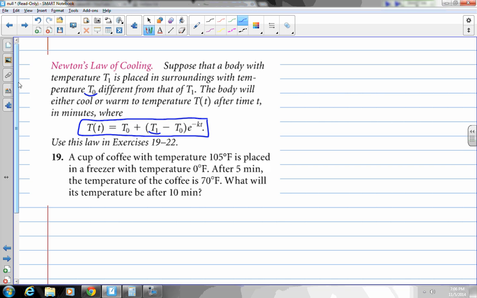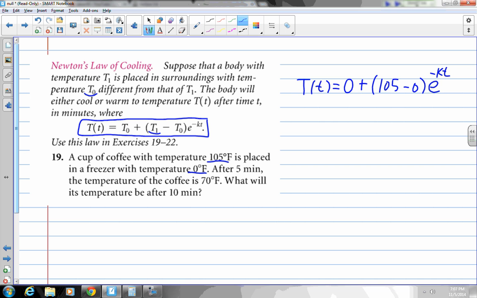But anyway, T1 is, in this case, 105. That's the temperature of the cup, the item that we're holding. And T0 is 0, the temperature of the surroundings. So if I use this model, T of t equals 0 plus 105 minus 0, times e to the negative kt.